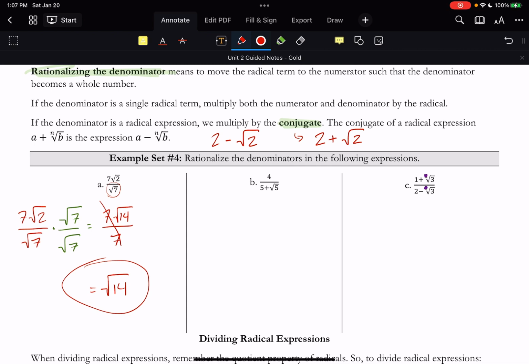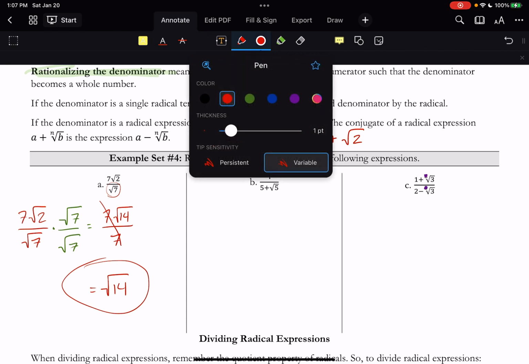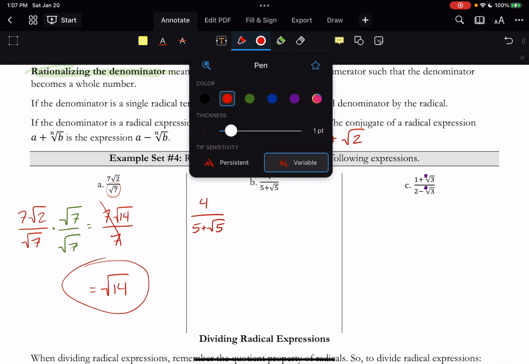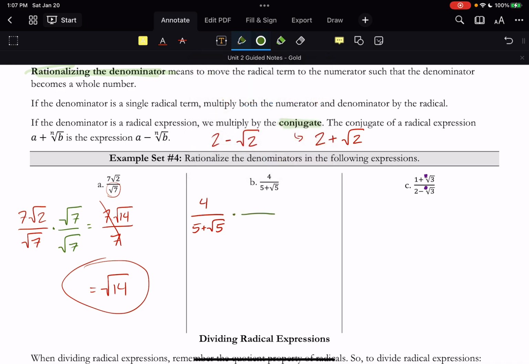So in B, I have 4 divided by 5 plus the square root of 5. So to start simplifying that, I need to multiply both the numerator and denominator by the conjugate of 5 plus the square root of 5, which is 5 minus the square root of 5. And now I'm going to go ahead and multiply. So 4 times 5 is 20. 4 times the square root of 5 gets me 4 times the square root of 5.